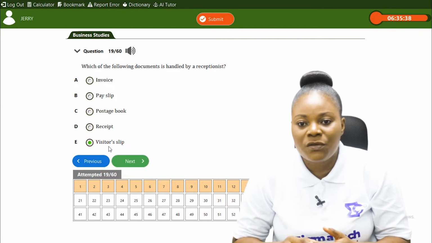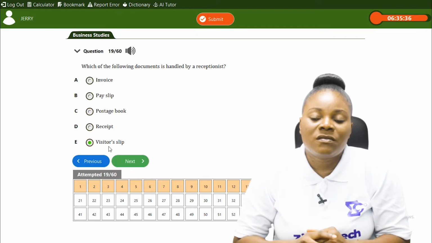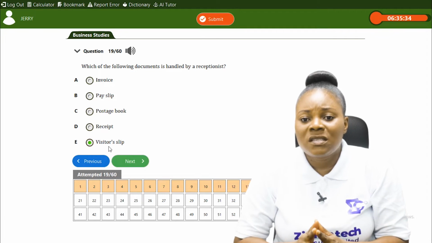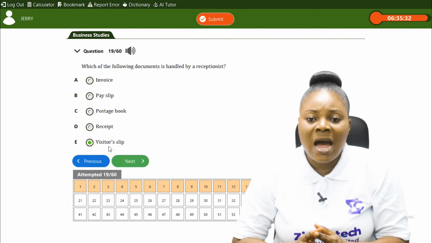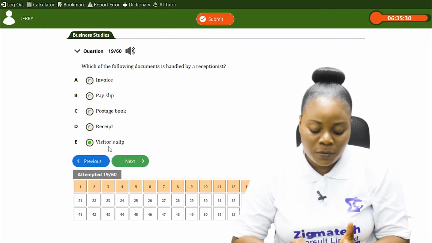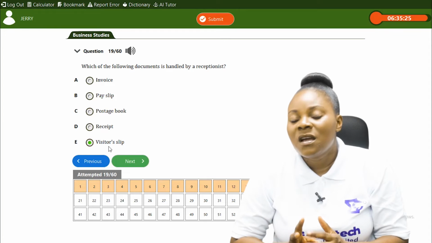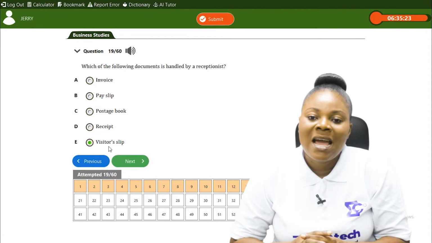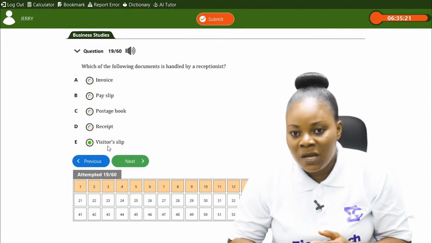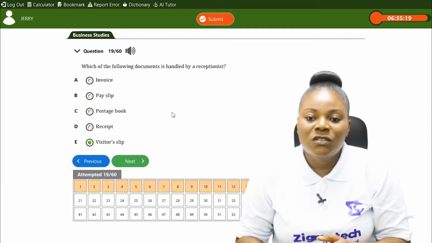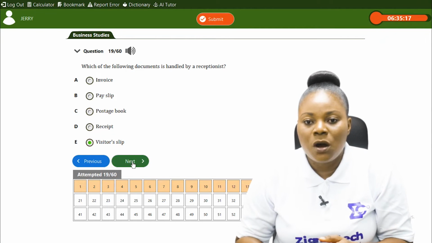Let me refresh your memory. The 4 documents handled by a receptionist are the visitor slip, the telephone directory or the telephone message pad, the business card, and the request form. These are the 4 documents handled by a receptionist.